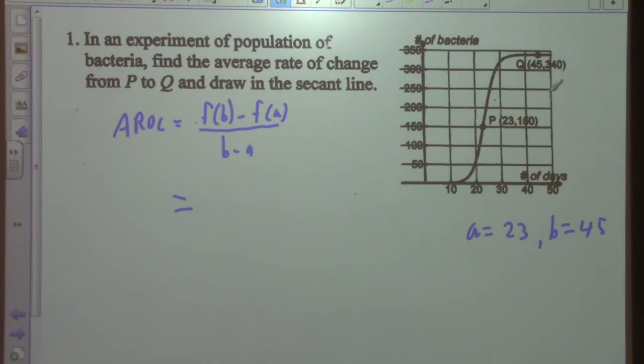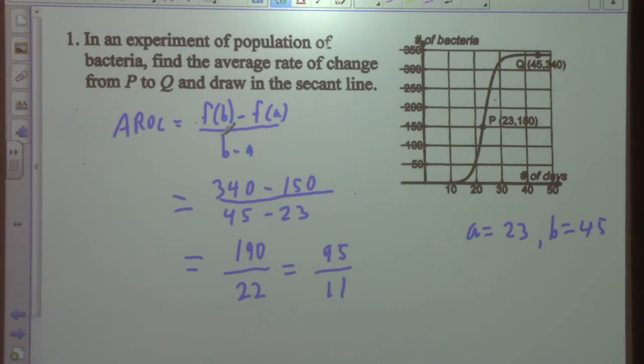So what we have is, I'm getting f of b 340, and then f of a, I'm showing, is 150, over b minus a, that's going to be 45 minus 23. And so we have, what is that, 190, something like that? 190 over 22. And you can simplify that to, what is that, 95 elevenths? Yes.